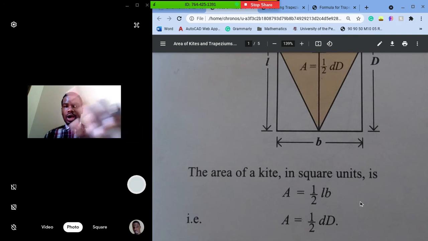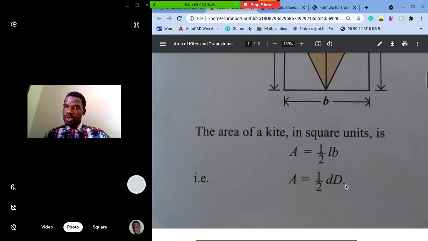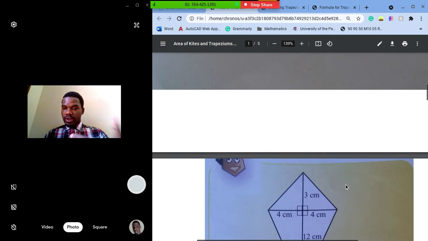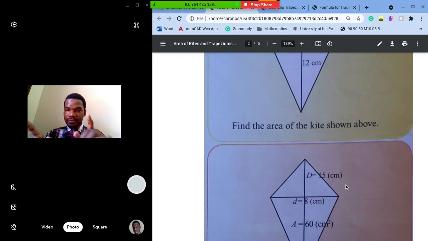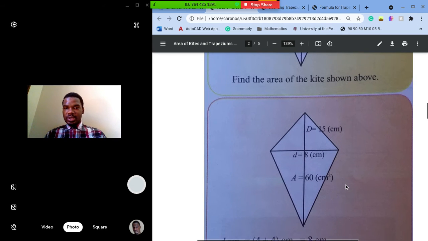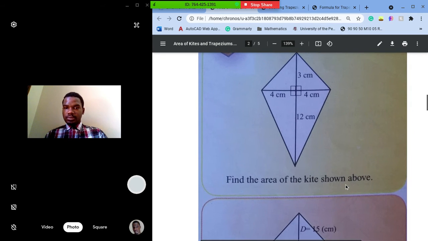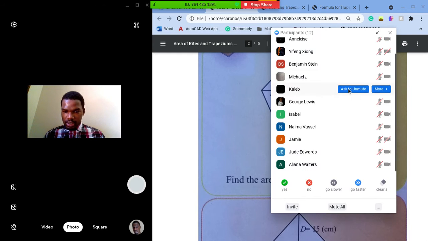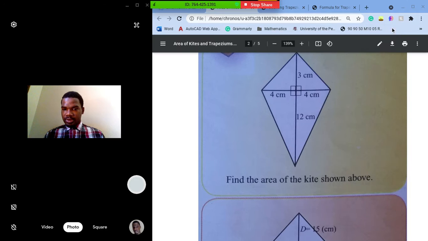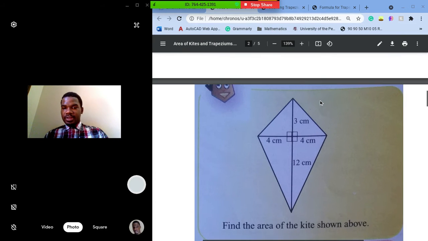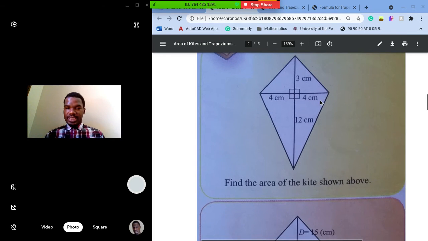This PDF will be on the portal, so if you want to take notes, you can check it after. But you should have these now for the homework. Here's the first question we're going to do together. It's brief revision. Good morning, Aliana. So we have this kite, and the question would typically say, find the area of the kite shown. What do we know?